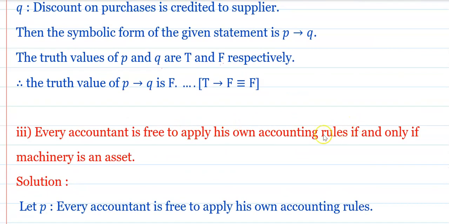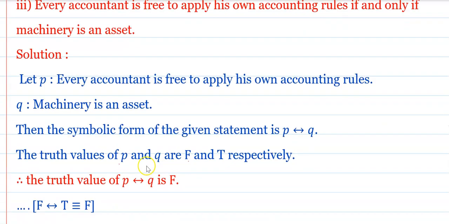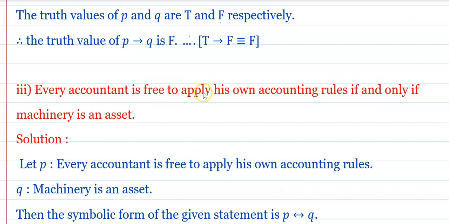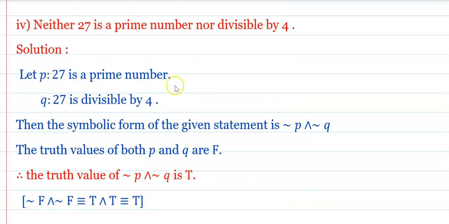What about the next? If and only if machinery is an asset. Yes, machinery is an asset. It is true. Therefore, the truth value of Q is true. Okay. Then what is the double implication between P and Q? That is F double implication T. Both are different. Therefore, it is F. Therefore, the truth value of that given statement is false. Okay.